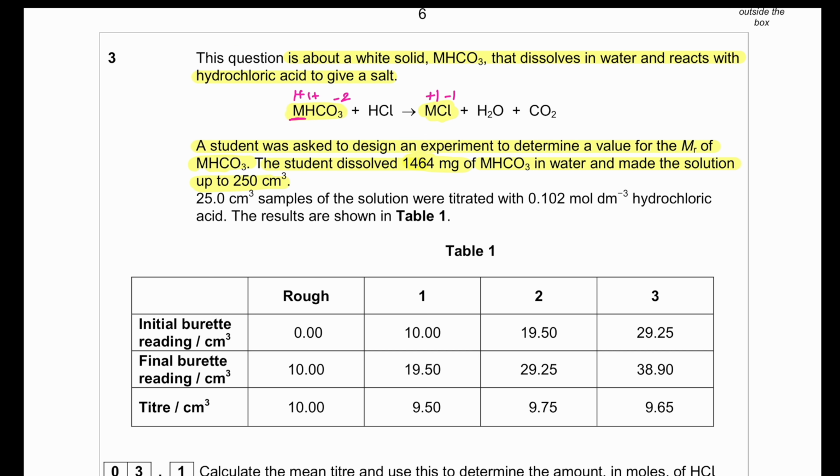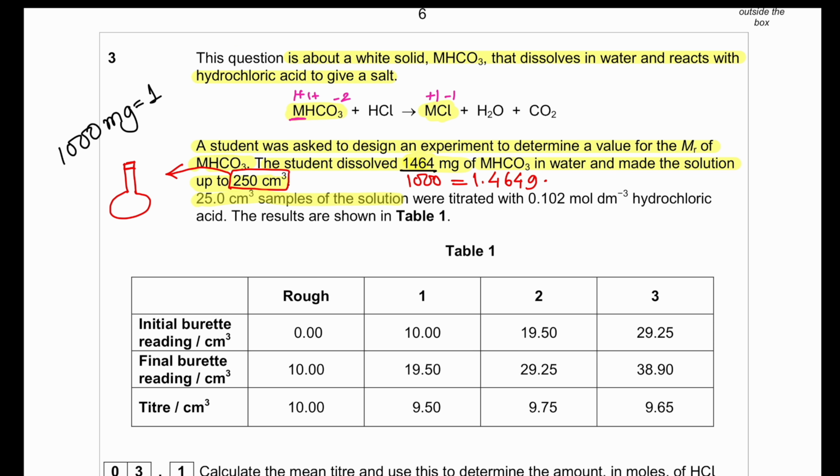Whenever any calculation is given in milligram, remember that 1000 milligram is equal to 1 gram. So we can divide this by 1000 to get a value of 1.464 grams. And then it is mixed in water and made up to a volume of 250 cm3. So this is the solution currently that we have in our volumetric flask.